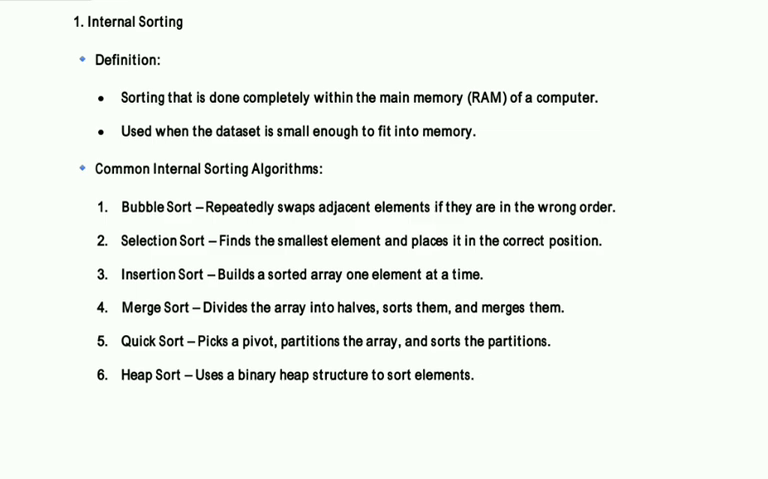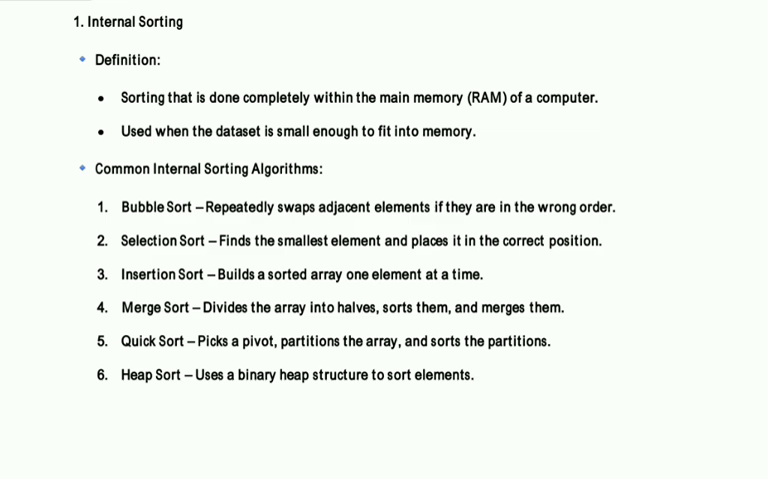So what is meant by internal sorting? Sorting which is done completely within the main memory or RAM is called internal sorting. It is used when the data set is small enough to fit into the memory. If the data set is small enough to fit into the RAM, then we can use internal sorting. Some examples are bubble sort, selection sort, insertion sort, merge sort, quick sort, heap sort, etc.